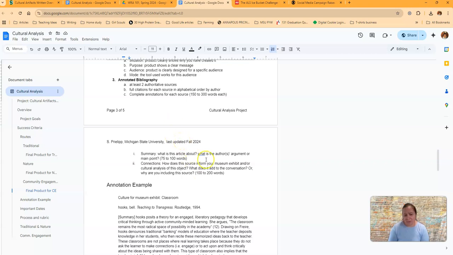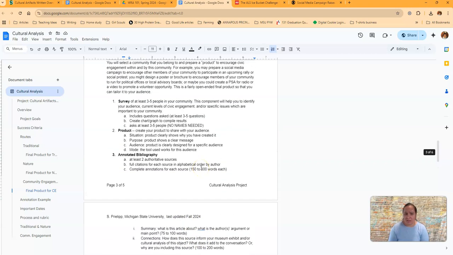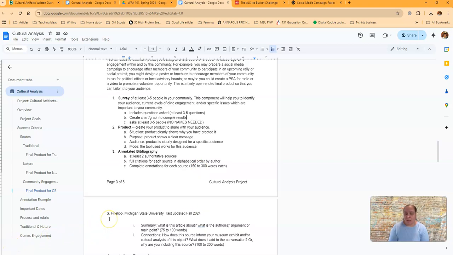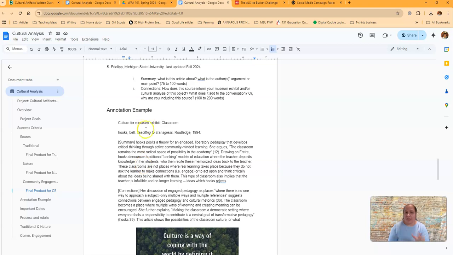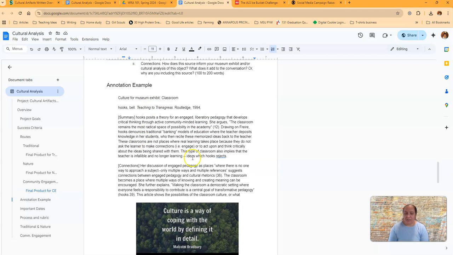That is really the focus of this community engagement route. So we will talk more about how to do the annotated bibliographies in class, but hopefully that gives you just a little bit more information about how to follow your particular route for this project.